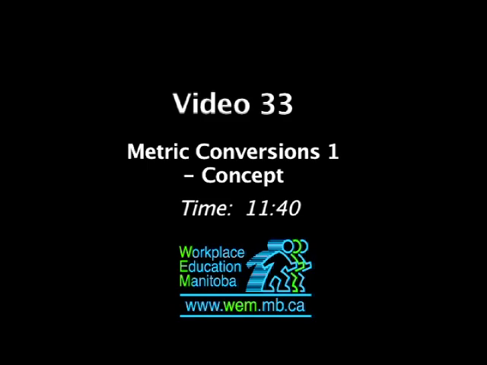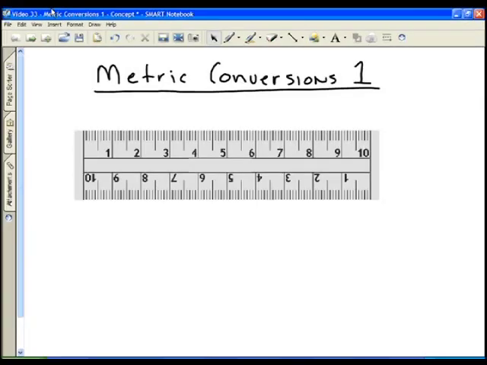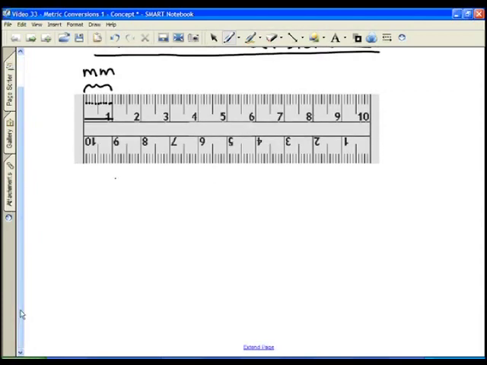We want to take a look in this video at metric conversions. This is a 10 centimeter long ruler, and so you can see that these centimeter measurements are there. 1, 2, 3, and so on. Now within that centimeter, you can see that there are 10 smaller divisions. 1, 2, 3, 4, 5, 6, 7, 8, 9, 10. And these are millimeters. So we know that in 1 centimeter there are 10 millimeters.